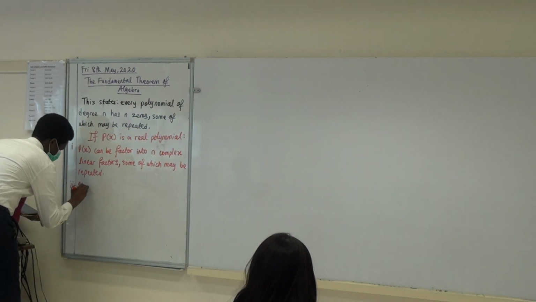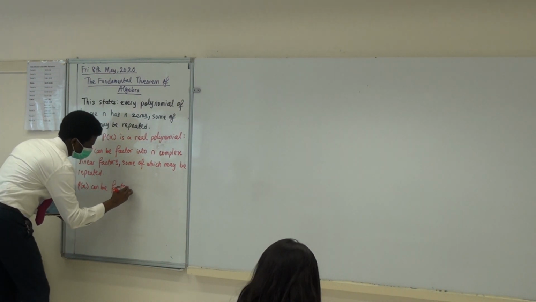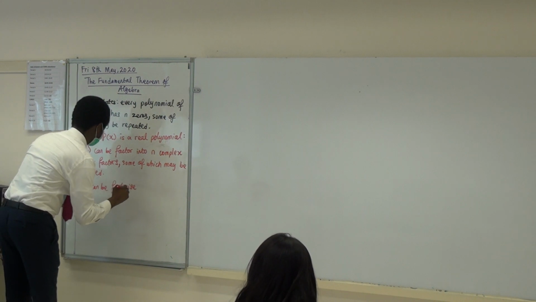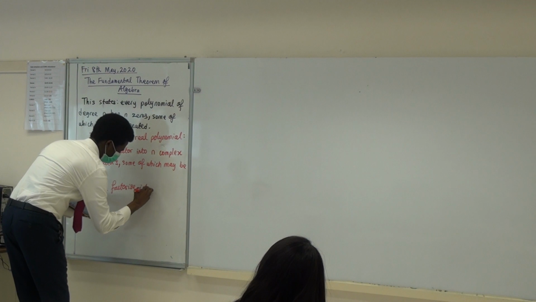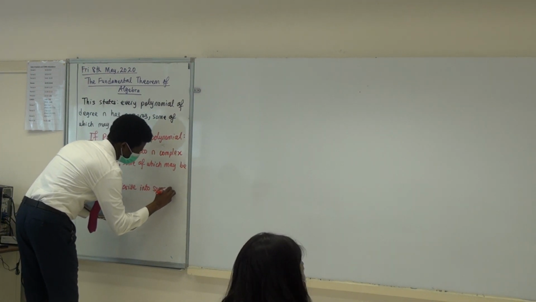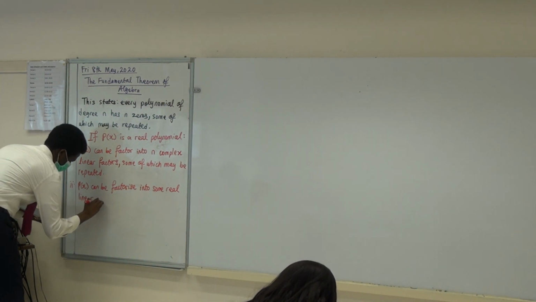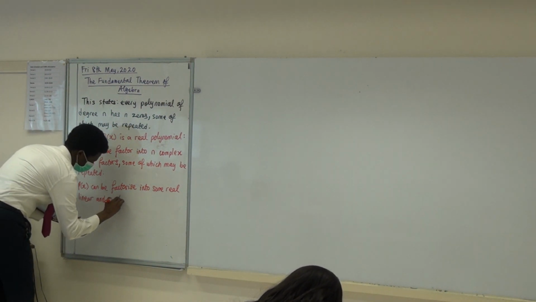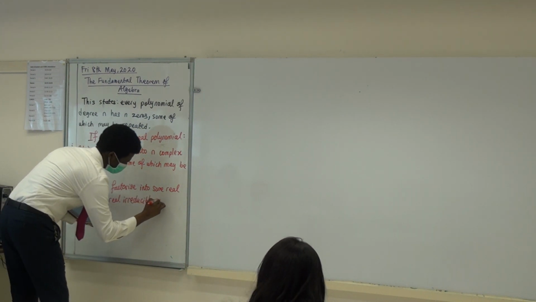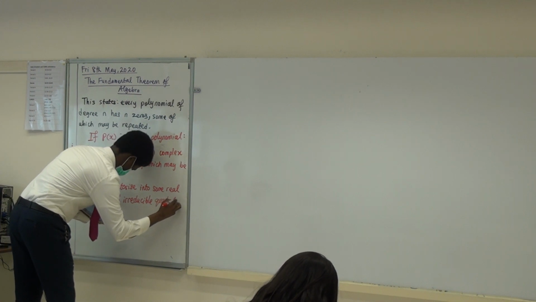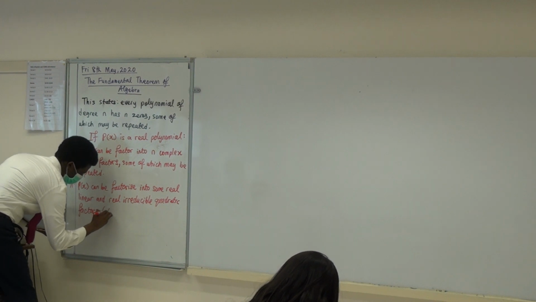So p of x can be factorized into some real linear and real irreducible quadratic factors. Of course, what do we mean by irreducible quadratic factors?